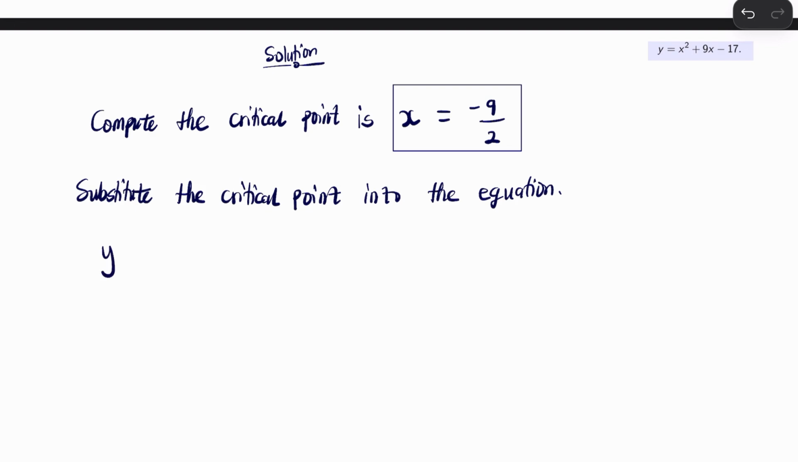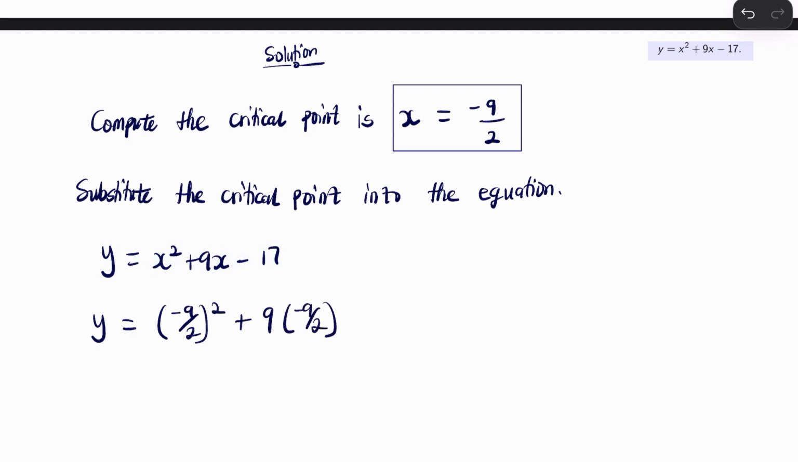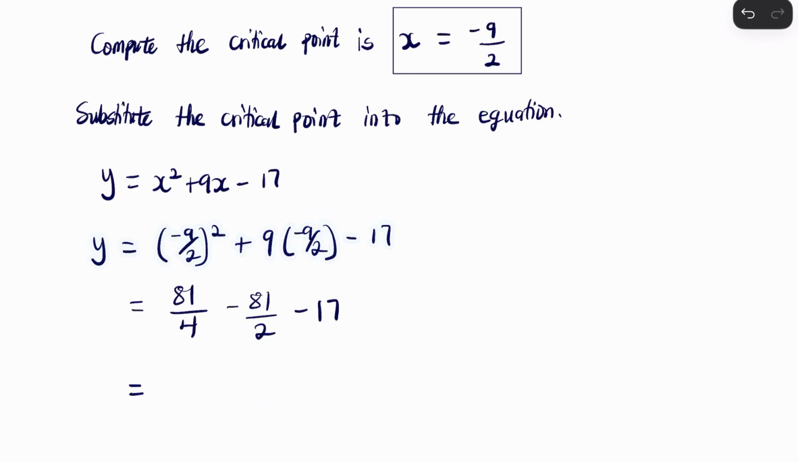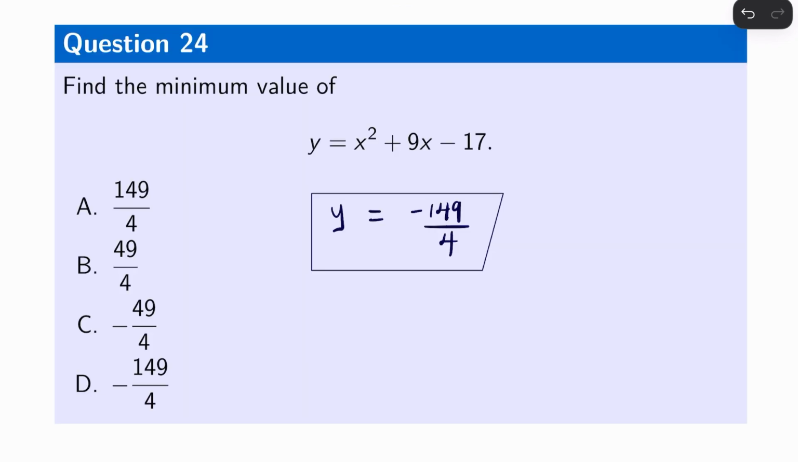So from the equation, we have y is equal to x squared plus 9x minus 17, right? But now x is equal to minus 9 on 2. And so you're going to have y to be equal to minus 9 on 2 all squared plus 9 times minus 9 on 2 minus 17. So we are going to have 81 on 4 minus 81 on 2 minus 17. And this is equal to minus 149 divided by 4. Thus, the correct option is option D.